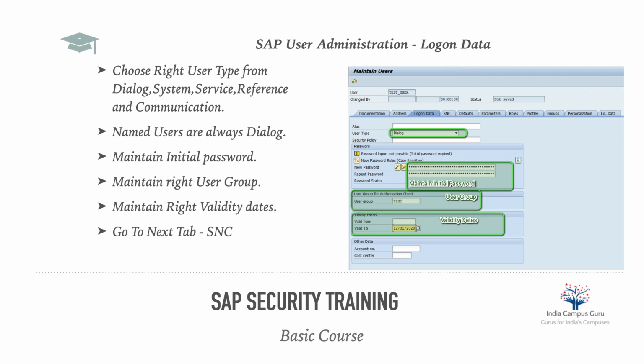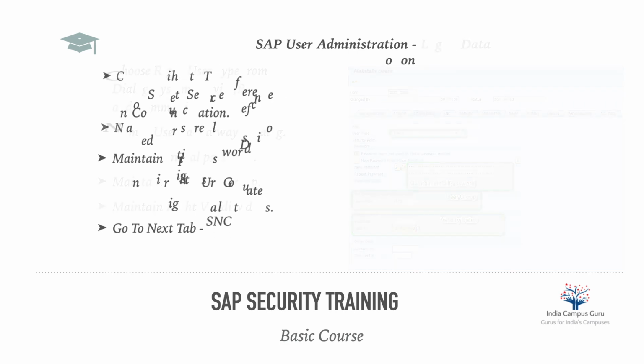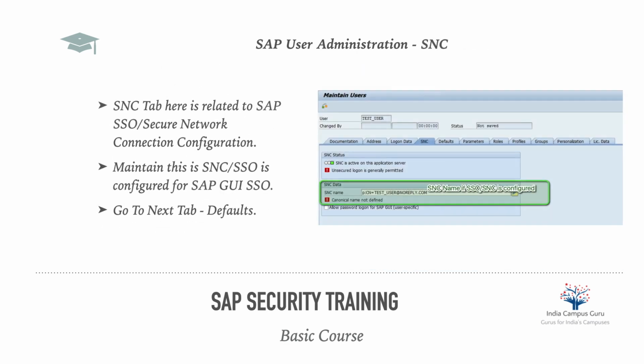Once you maintain the logon data, you will go to the next tab, which is SNC. As I briefly mentioned about single sign-on, SNC in SAP enables single sign-on for logon through the SAP GUI client to the ABAP system. So you will maintain the parameter if you have SNC and SSO configured in your system. You can skip that if you don't have SSO enabled in your system. So you maintain the parameter as highlighted, and then you will go to the defaults tab.